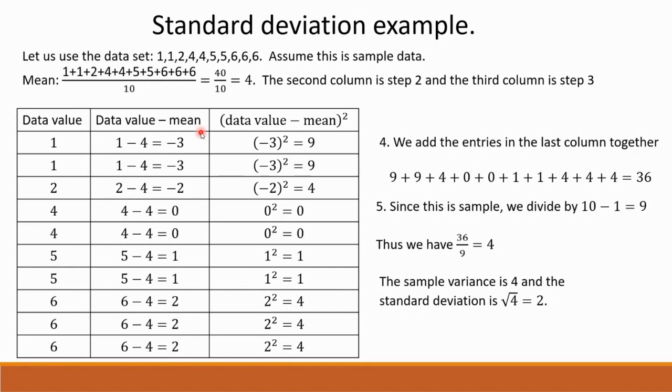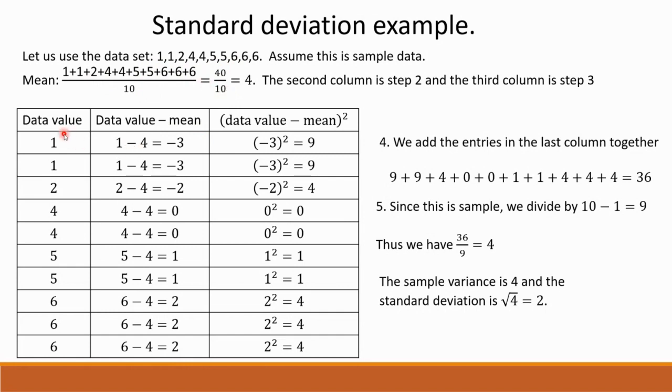First, you always want to calculate the mean. And again, you add up the data values, then you divide by how many there are, right? That's just the mean. So we add up these data values. There's 10 of them, so we divide by 10, which is 40 over 10, which is 4. So the mean here is 4.